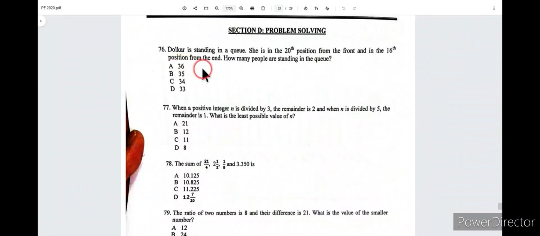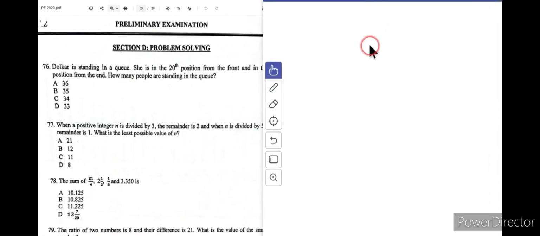The first question: Dolker is standing in a queue. She is in 20th position from front and in the 16th position from the end. How many people are standing in the queue? In such type of question, firstly we need to note the position of the given person.